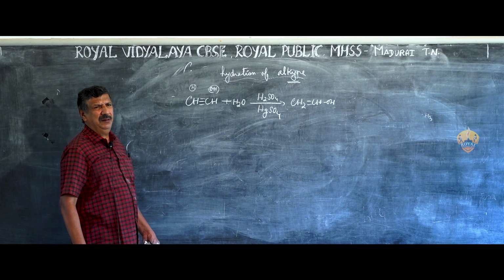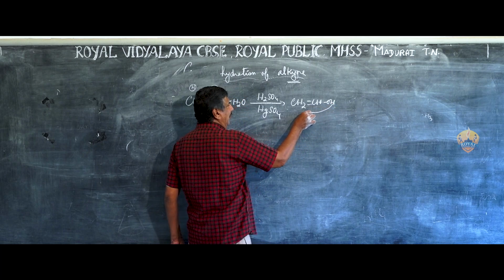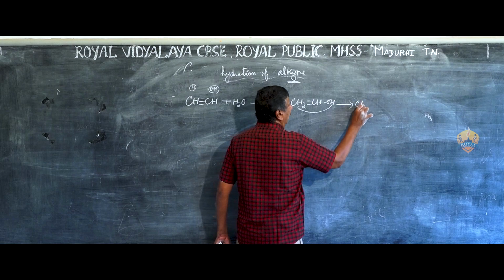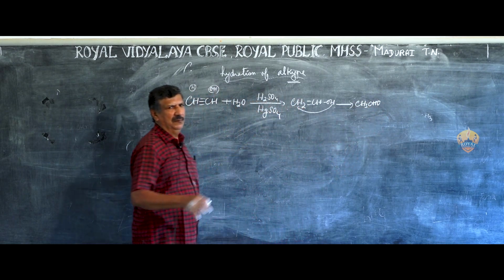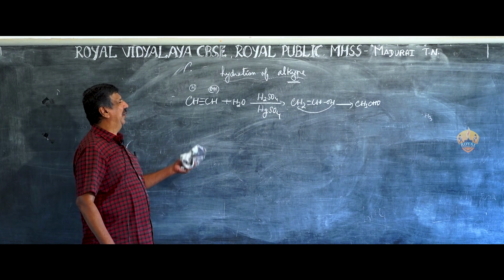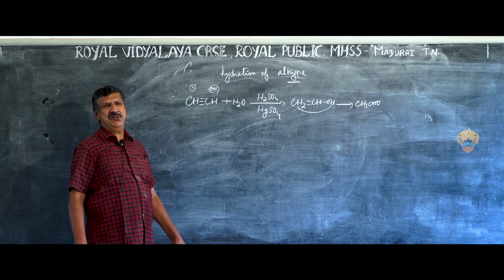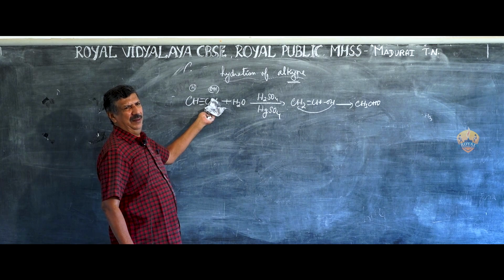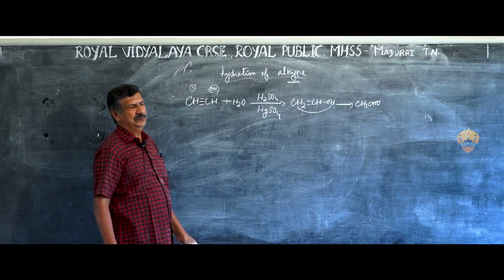Next, what will happen? This H rearranges to this side. So, the final product will be CHO, that is an aldehyde. So, in this reaction, the triple bond compound acetylene or ethyne is converted into acetaldehyde.